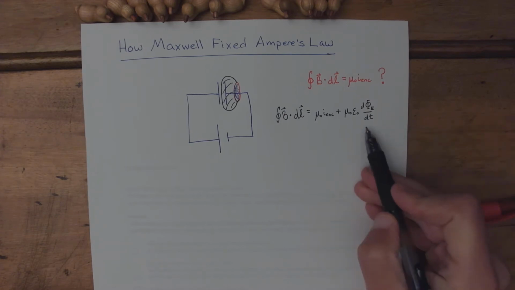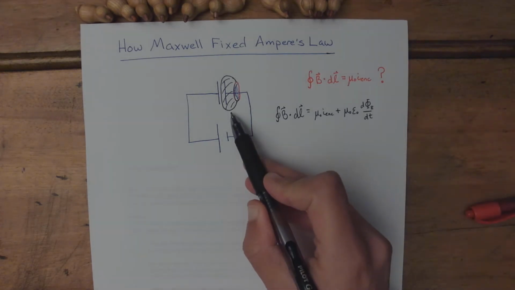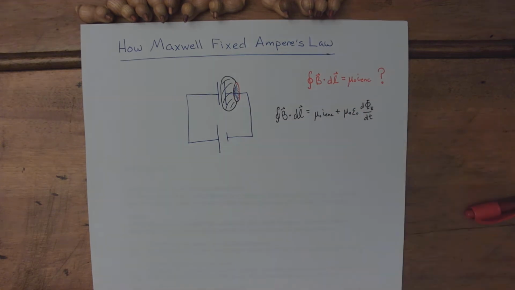Okay, so this is the term that Maxwell added in order to fix Ampere's law, in order to account for the fact that no one ever told us that we had to draw the surface the way that we had been drawing it. So we should be able to draw it with the black surface, and the equation should still work. So now we'd like to check and see that this new equation does work.